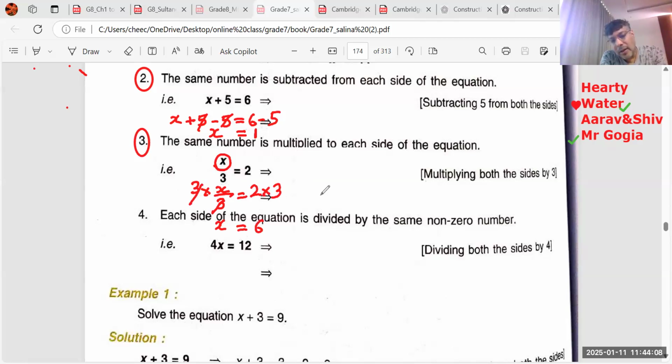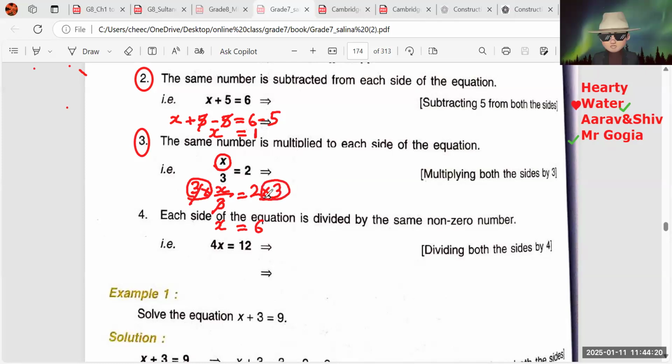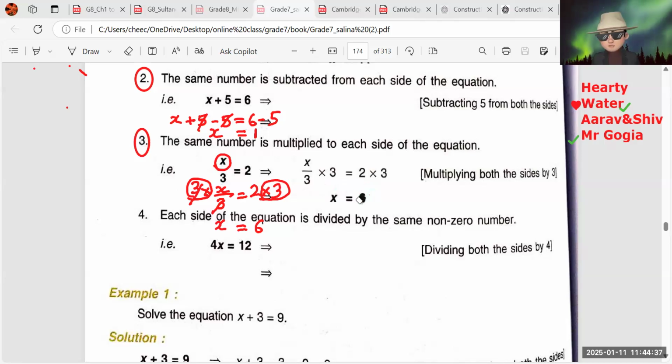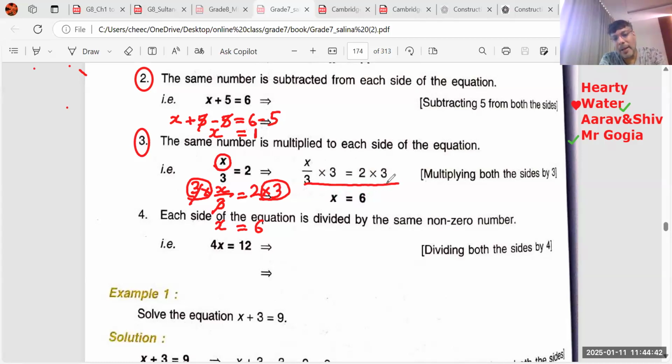So, Mr. Gogia and Arav and Anahita, I want you to write like this from next time. Okay? I didn't understand. But I wrote multiplied by 3. You wrote like this: x divide by 3 into 3. You have to write x upon 3 into 3. Exactly the way I am telling you to. Okay, sir. Can I write the 3 afterwards? Yes, you can write it later. That is allowed.